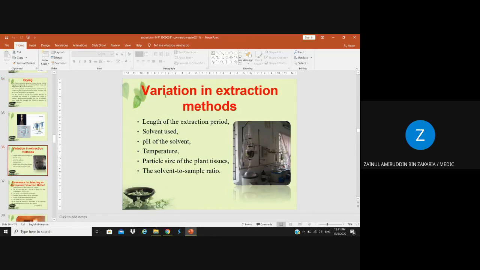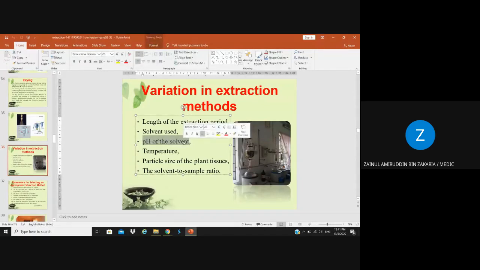Okay, variation in extraction method. There are variations in extraction method and length of extraction. As you go through some of the slides, you see some extracted for 4 hours, some are extracted for 3 days. Okay. Solvent use, it can be water or lipid soluble solvent, and the pH of the solvent. Sometimes this part, normally a chemist who is working on medicinal plants, they are very, very particular.